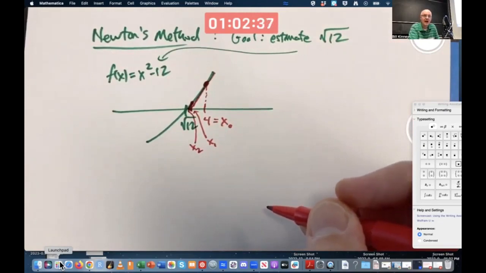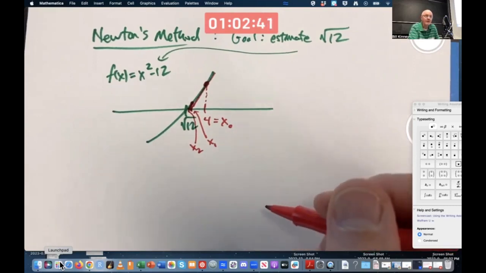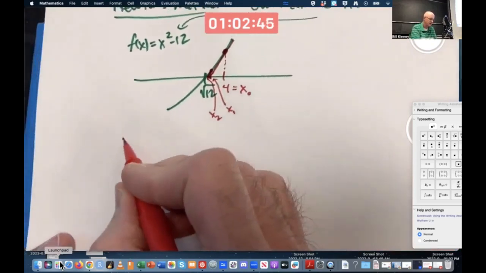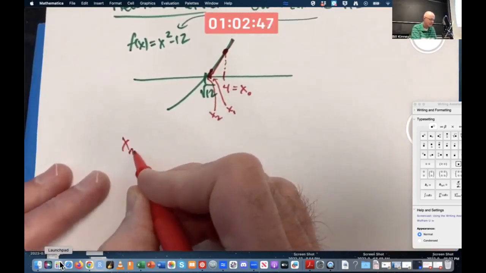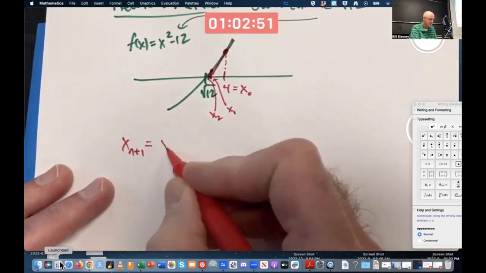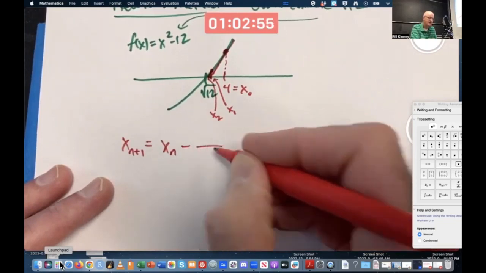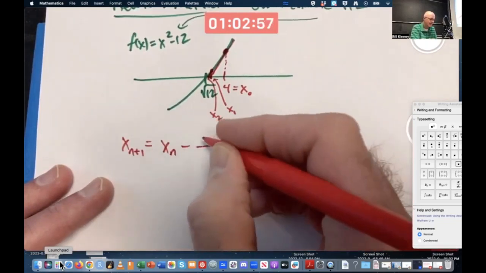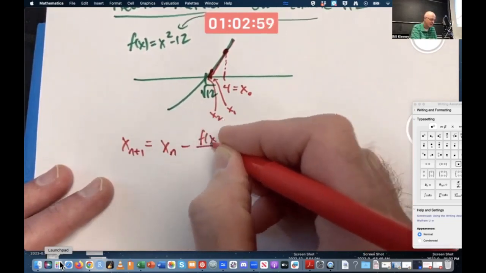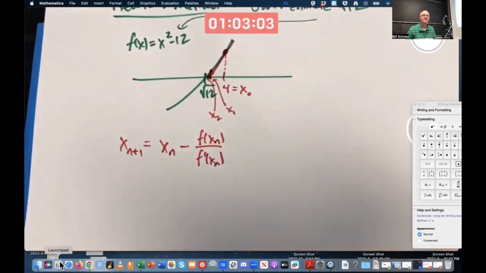But this begs a question. How do you find x1 and x2? Here I'm drawing them, but what's a formula for them? It's a recursive formula. x sub n plus 1, the next value of x, is the previous value of x minus a certain fraction. That fraction is f of the previous value of x divided by f prime of the previous value of x.